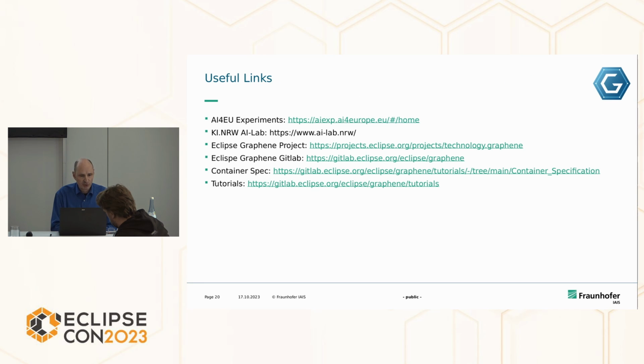So here we have useful links for one of the running instances, which is AI for experiments, which I can show in a moment. We have the KI-NRW AI Lab. Then, of course, the links to the Graphene project on the Eclipse project page, and also the Eclipse Graphene GitLab pages, our container specifications, and we have tutorials also, one specific repository.